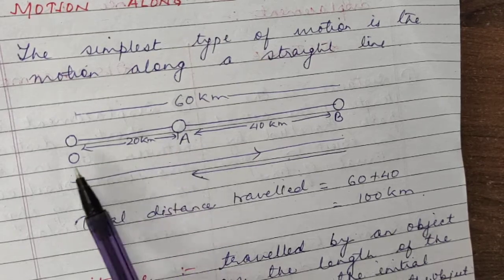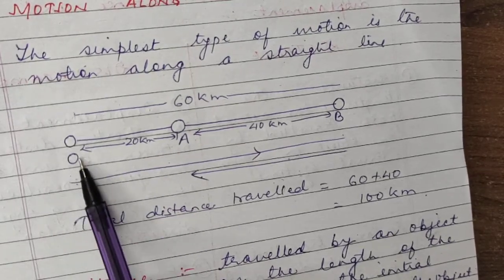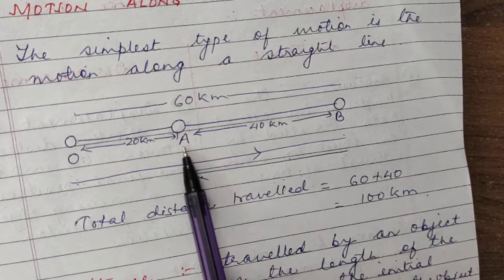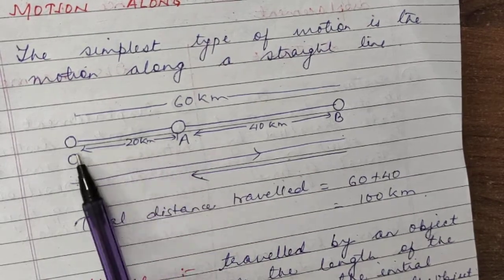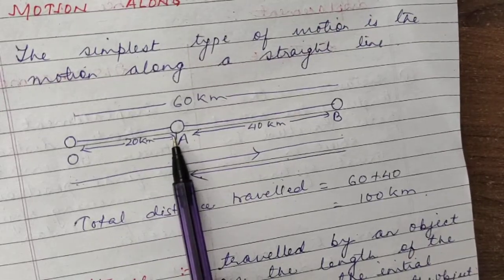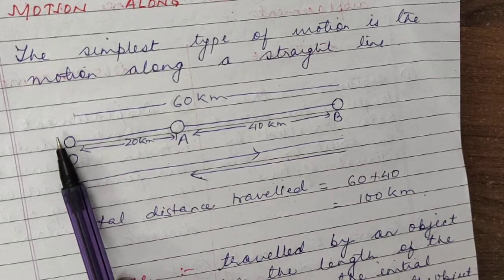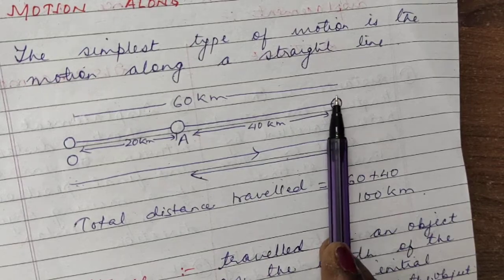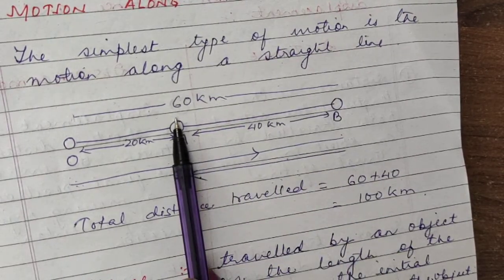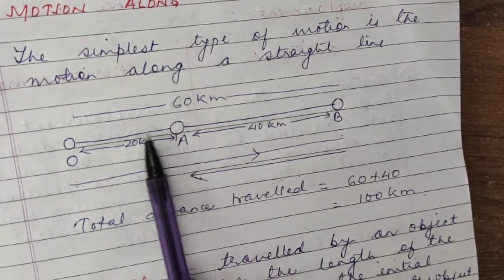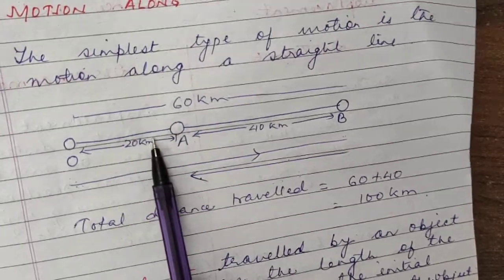So, what is the distance? What's the initial position? O. And what is the final position of the bus? That is A. So, what will be the displacement? That is 20 km. Means it has gone 60 km and then it has returned back. So, we will subtract it because it is coming toward the same direction. So, the displacement here is 20 km.